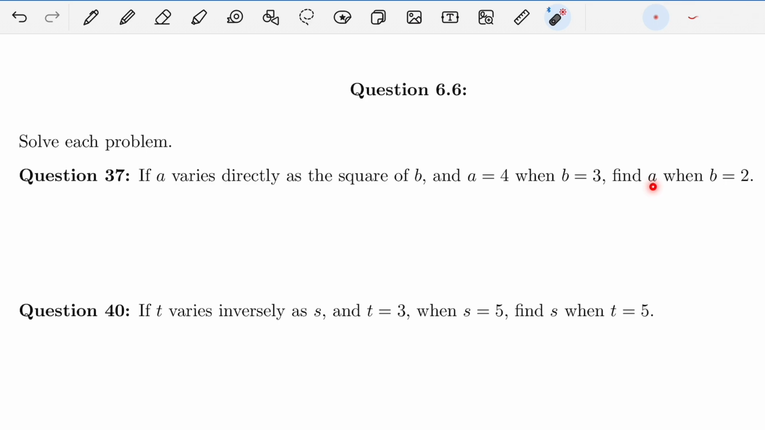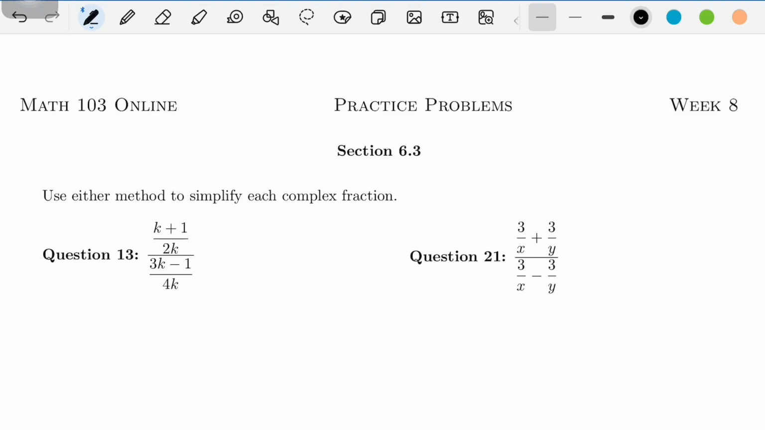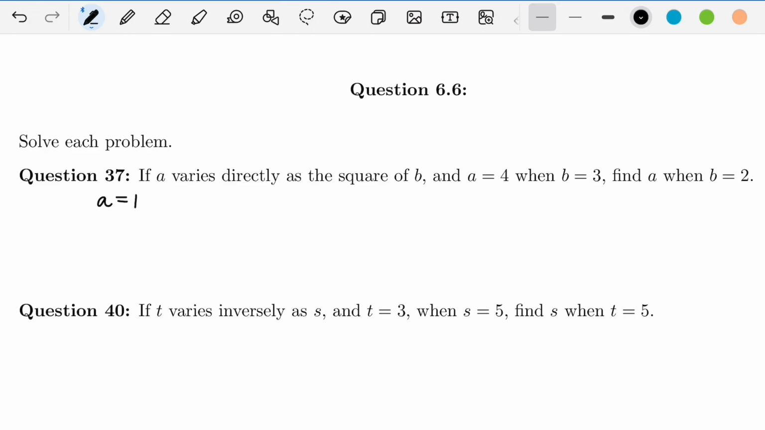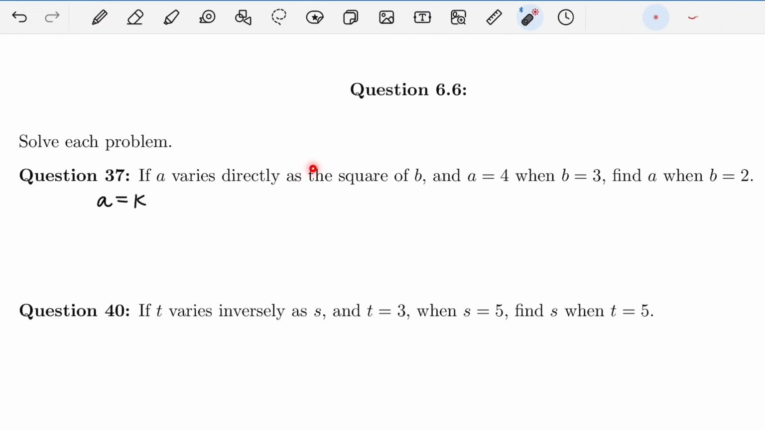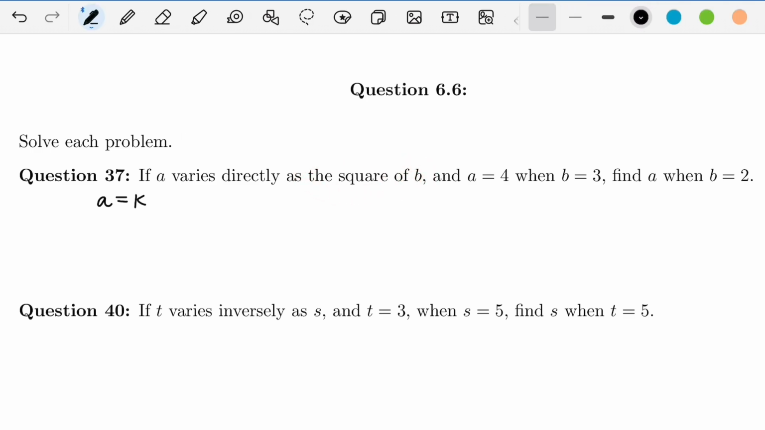We want to find a when b is now equal to 2. So the first thing we're going to do is set up our variation equation. If a varies directly, we know that we're dealing with direct variation. So a is going to be equal to our constant k times our other variable. In this case, our other variable is the square of b. So we're going to multiply k by b squared.